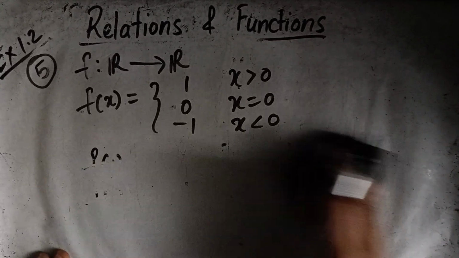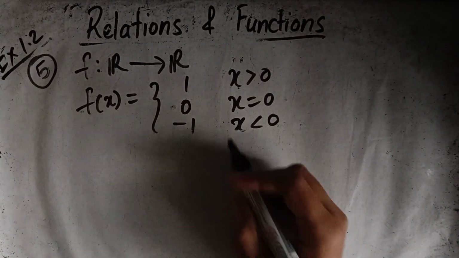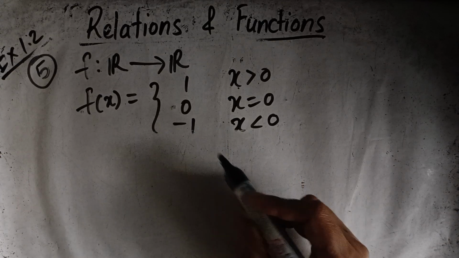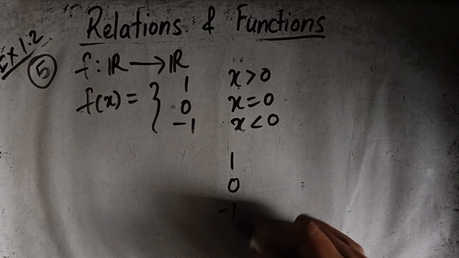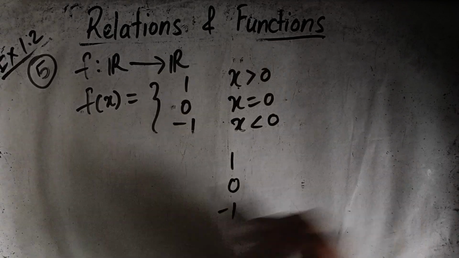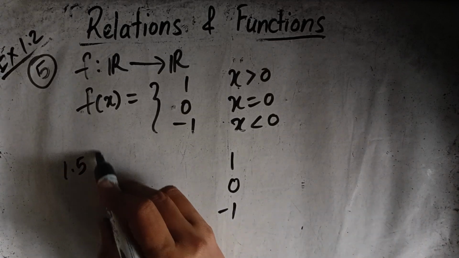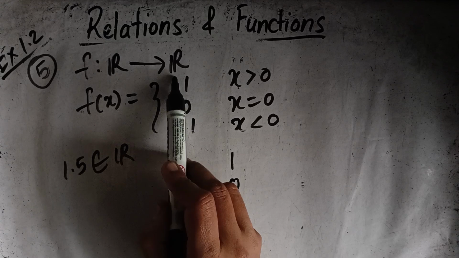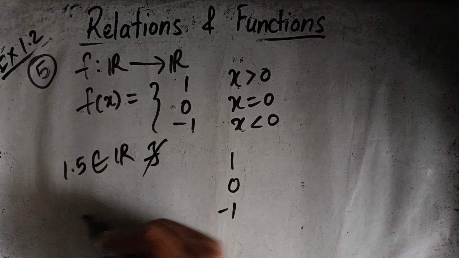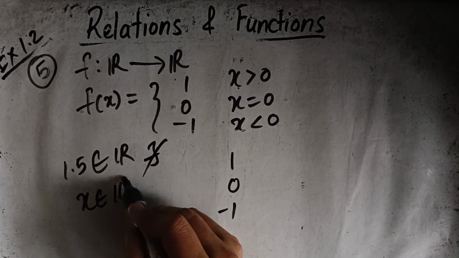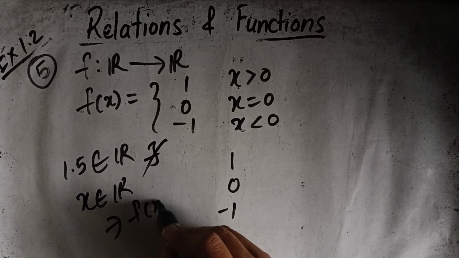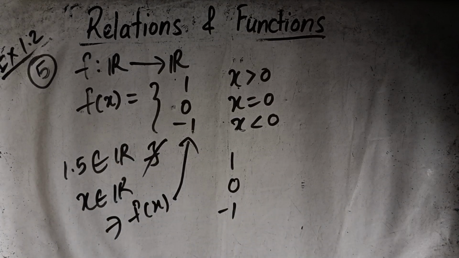Okay. For onto, the range set is only 1, 0 and minus 1. Remaining numbers are left out, like 1.5 you take belonging to R, that is the codomain. There does not exist any x belonging to R such that f of x is this signum function. Okay.